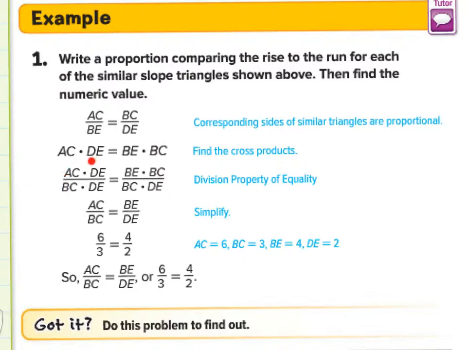So now that we're multiplying that, we have AC times DE being multiplied with BC times BE. Okay, so what do we get? We get AC over BC equals BE over DE, which is 6 over 3, which is the same thing as saying 2 over 1. So lines AC over BC equals line BE over DE, or 6 over 3 is equal to 4 over 2.